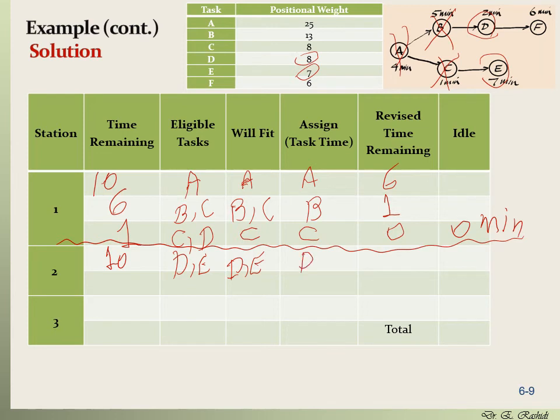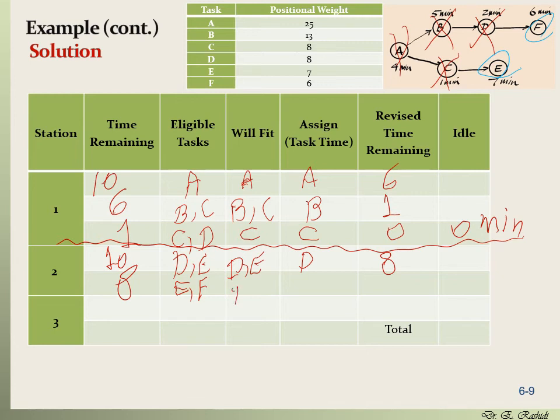So task D. And task D would require 2 minutes. So 10 minus 2 minutes, we're going to end up with 8 minutes left here. So we have assigned task A, B, C, and D. And now we have 8 minutes at workstation 2. What are the eligible tasks? Task E and task F are eligible. Task E and F. Do they fit? Yes, both of them actually fit.